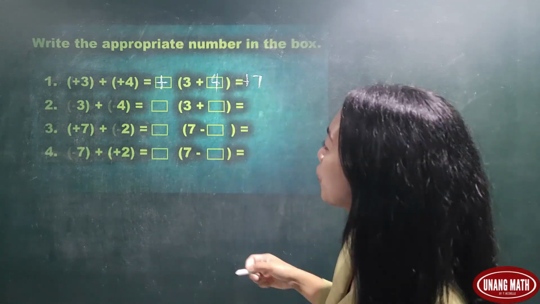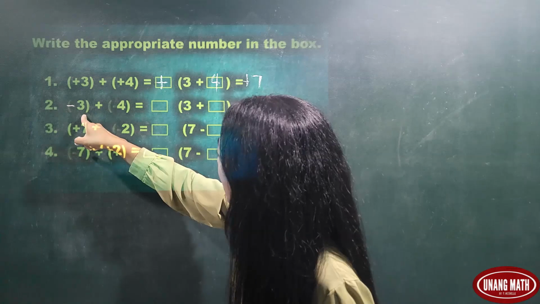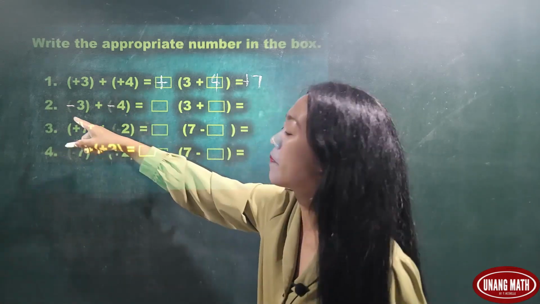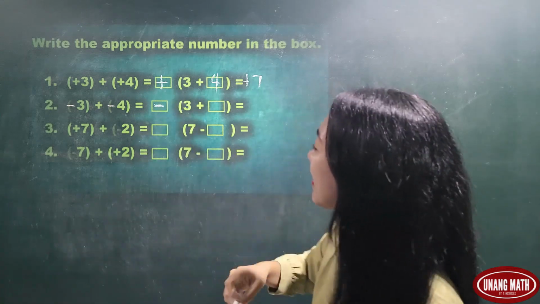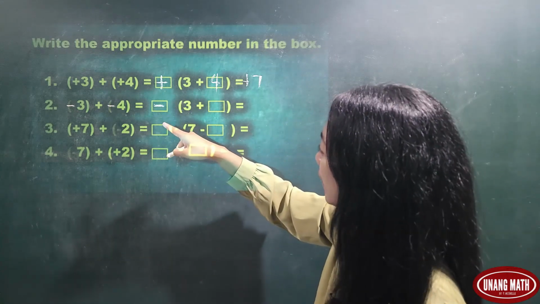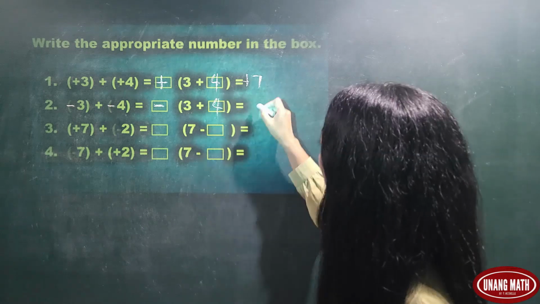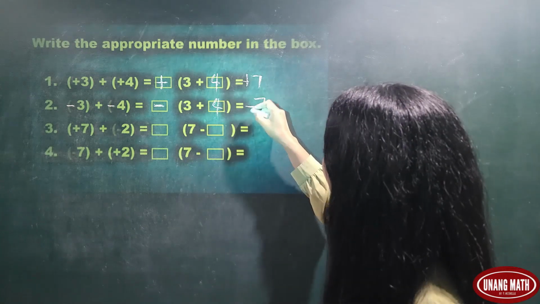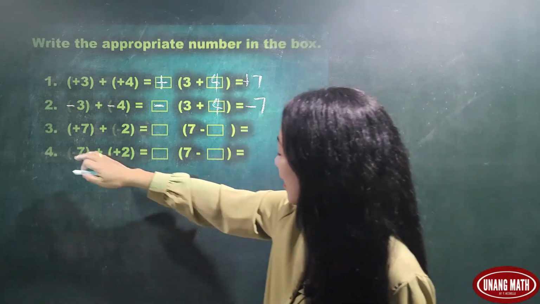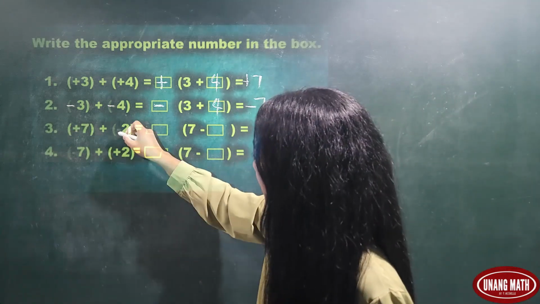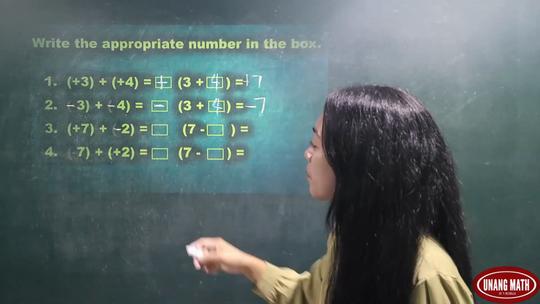Okay, let's have number 2. Negative 3 plus negative 4. Negative number plus negative number, the answer must be negative. And then we just need to add the numbers. So 3 plus 4, 7. But don't forget the sign. It is negative 7.